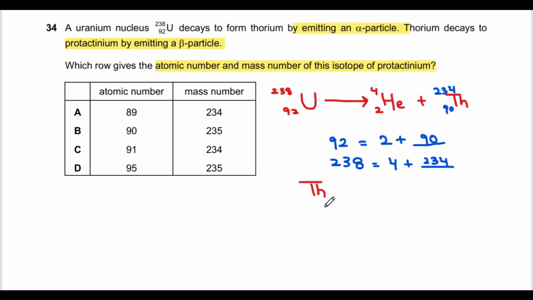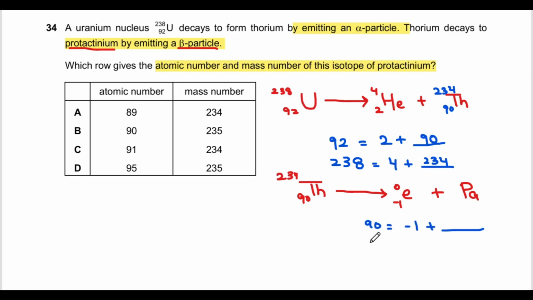Now this thorium 234 and 90 is again going to emit a beta particle, and a beta particle is basically an electron, and it will form protactinium. So it will emit an electron and form protactinium. Now, how can we find the mass number and atomic number of protactinium? We again will balance the equation. What added to minus 1 will make 90? It is 91. So atomic number of this is 91. And 234 is equal to 0 plus dash. What added to 0 makes 234? It's 234. So mass number is 234. So answer is C with atomic number 91 and mass number 234.